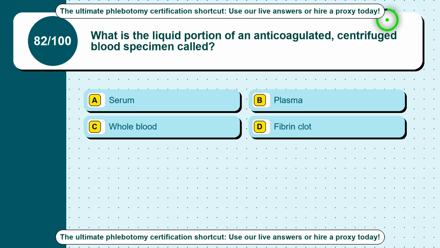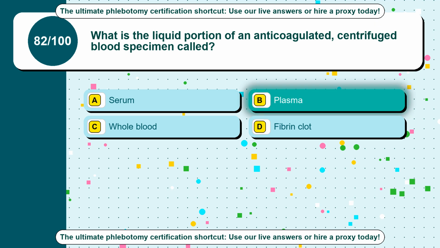Question 82. What is the liquid portion of an anticoagulated, centrifuged blood specimen called? Option A. Serum. Option B. Plasma. Option C. Whole blood. Option D. Fibrin clot. The correct answer is option B.